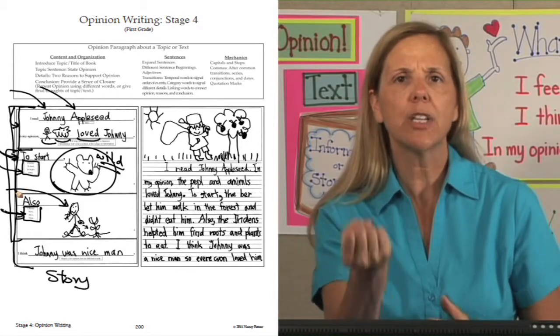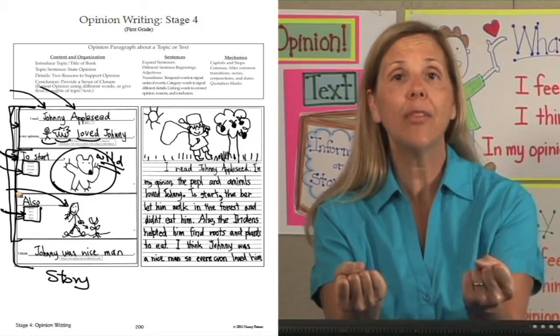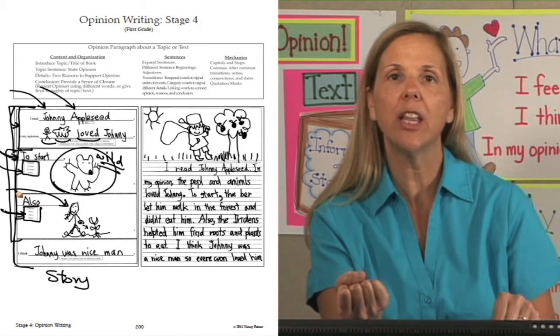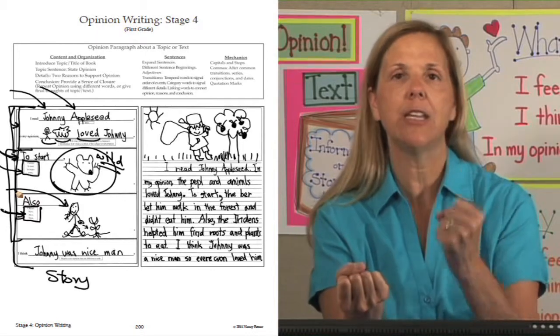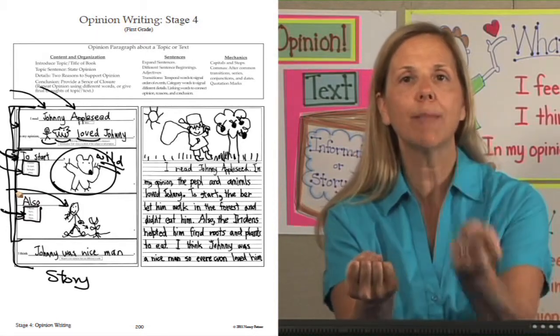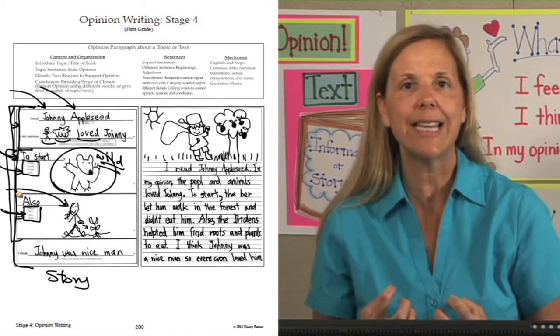Who or what is this reason about? The Indians. What about the Indians? Remember, I'm going back up. What did they do to show they loved Johnny? I'm going back up to that opinion. What did they do to show they loved Johnny? Those are the questions I'm asking the kids so they can form a sentence.